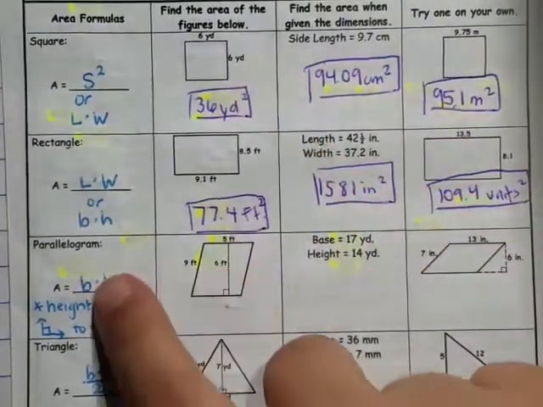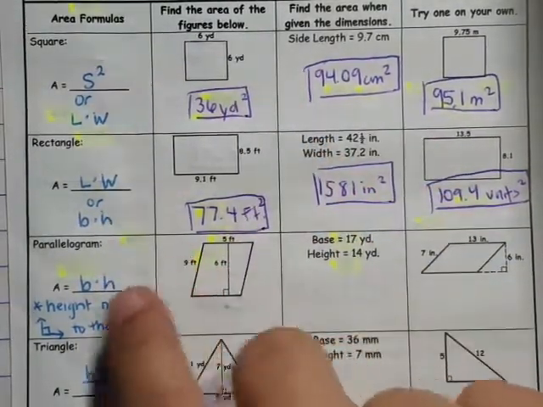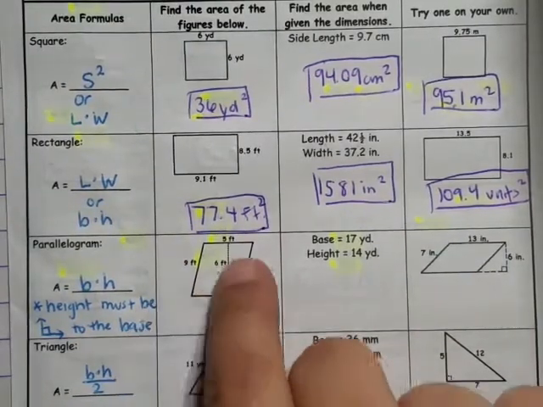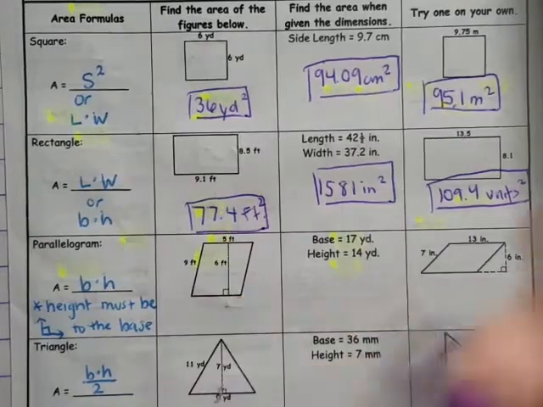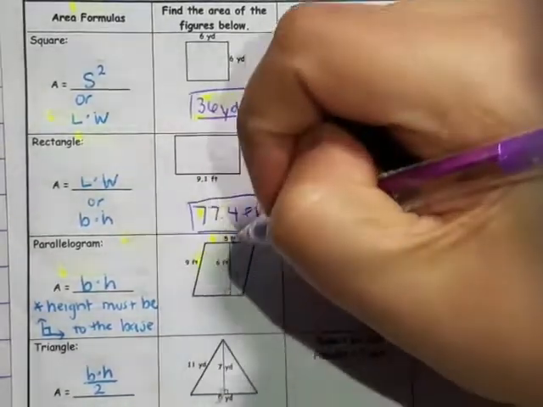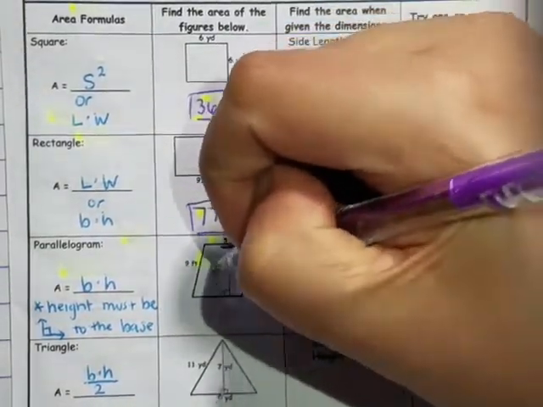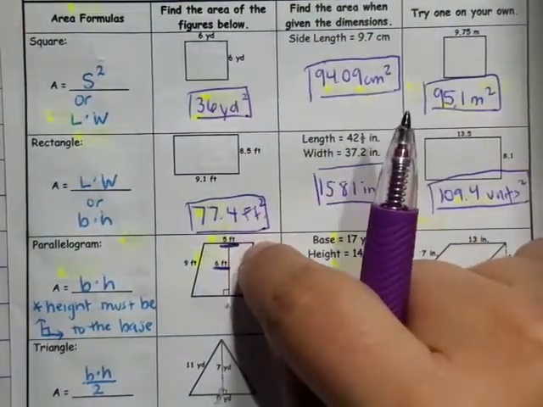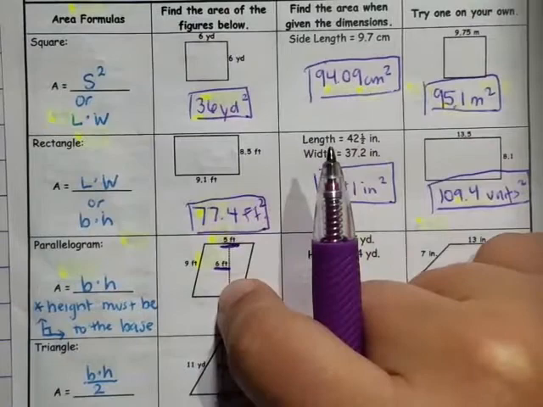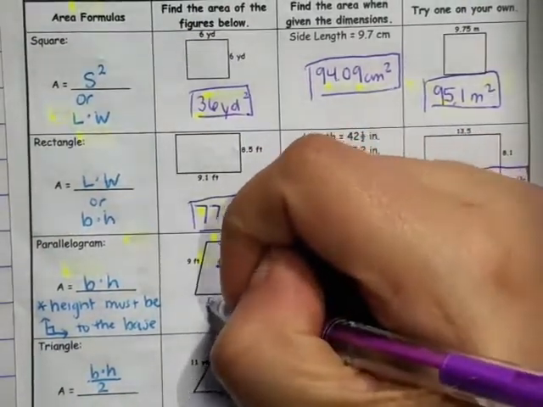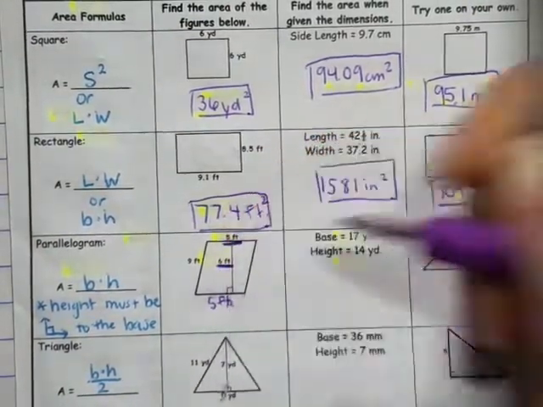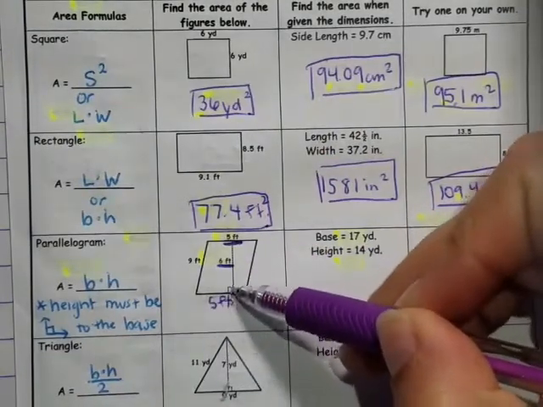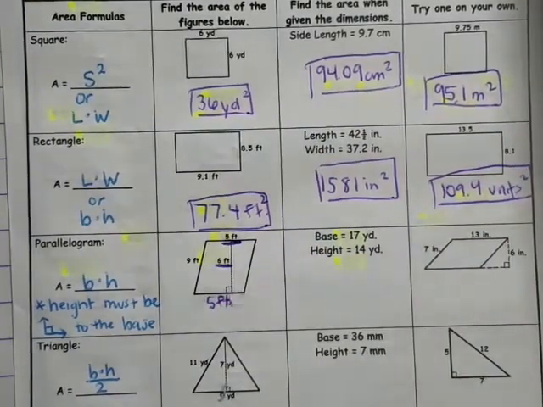So here it's still length times width, but we're going to call it base times height. Just know that your base and height have to be perpendicular to each other. So the 2 numbers I'm going to use in this shape are 5 and 6 because they are perpendicular to each other. With a parallelogram, your opposite sides are the same length, so you could write 5 down here. You can see that the 6 and the 5 have a right angle to each other. They're perpendicular, so we're going to use those numbers.